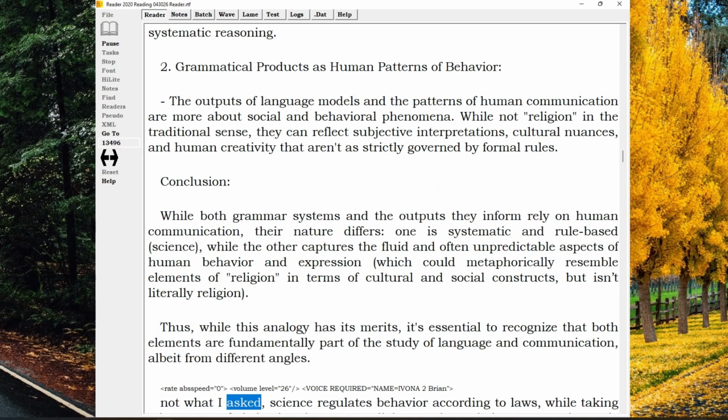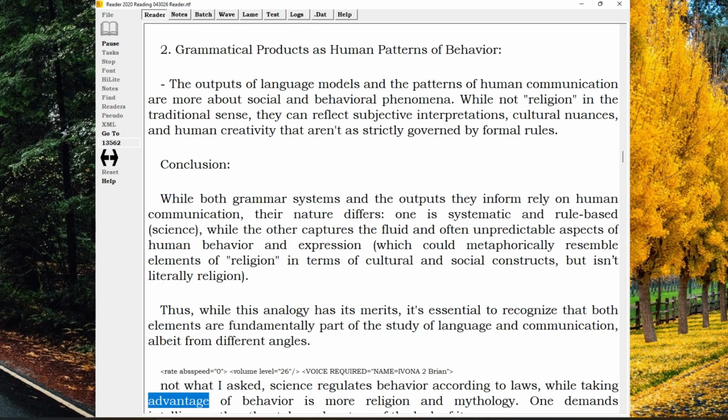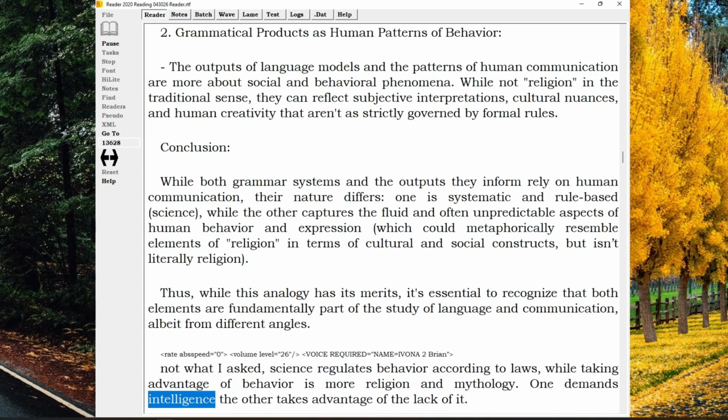Not what I asked. Science regulates behavior according to laws, while taking advantage of behavior is more religion and mythology. One demands intelligence, the other takes advantage of the lack of it.